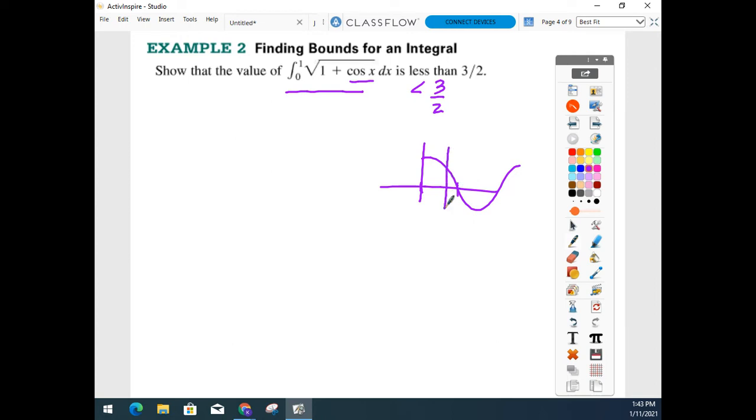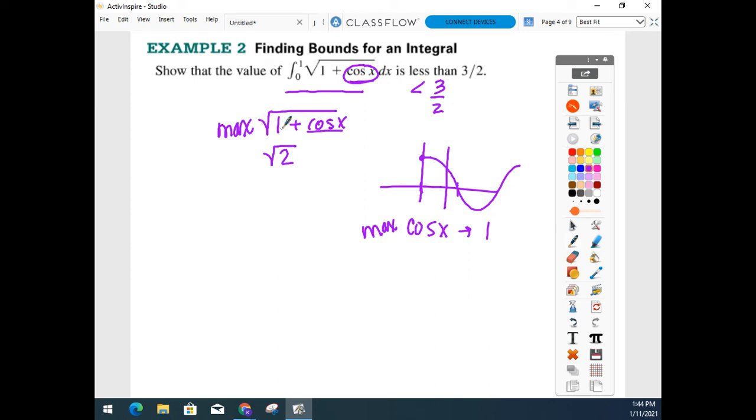So between here and here, what's the maximum it could be? The max of cosine, the max value it can have is 1. So if the maximum of this is 1, the max of the square root of 1 plus cosine x, if this is 1, is the square root of 2. Because the max of this is 1, 1 plus 1 is 2, square root of 2.